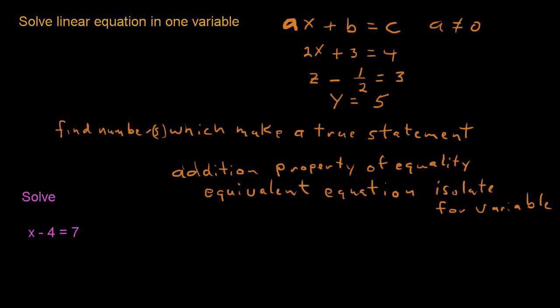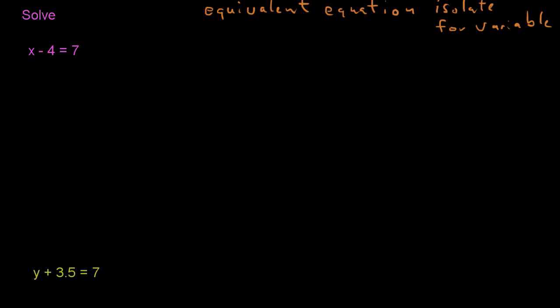Okay, so we have an equation here that we're to solve: x minus 4 equals 7. You can probably just look at this and guess the solution, but we want to use the addition property of equality. So we write x minus 4 equals 7, and we want to isolate the variable, so we're going to add 4 to both sides, and by using the addition property of equality we'll get an equivalent equation. We get x plus 0 equals 7 plus 4, which is 11, so x plus 0 is equal to 11. This is a much simpler equation, and we can see that the solution to this equation is 11.